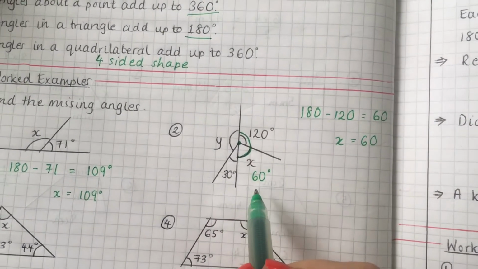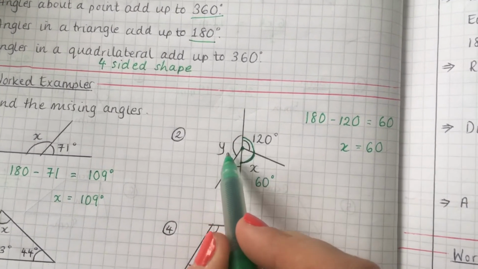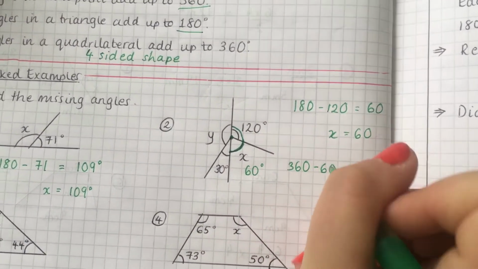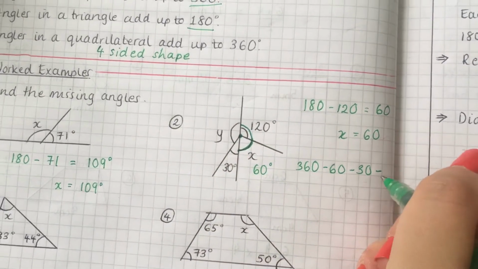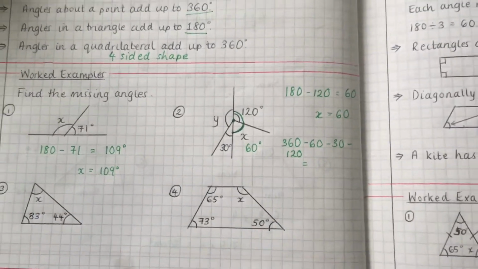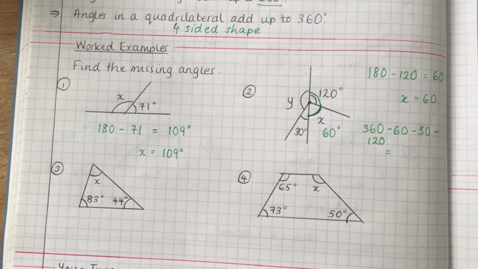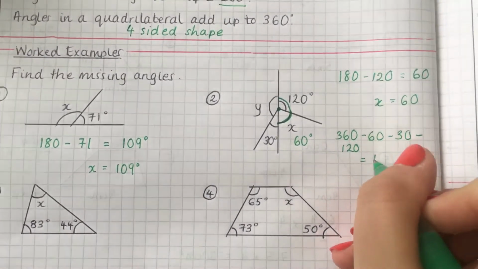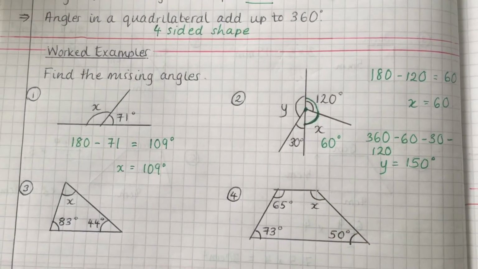Now, if x is 60 degrees, we know that all of this adds up to 360. So to work out y, we can do 360 minus 60, which is x, minus 30, and minus 120. So 360 minus everything else in that angle, putting it into my calculator, you get 150 degrees. So y is 150, and we're all done there.